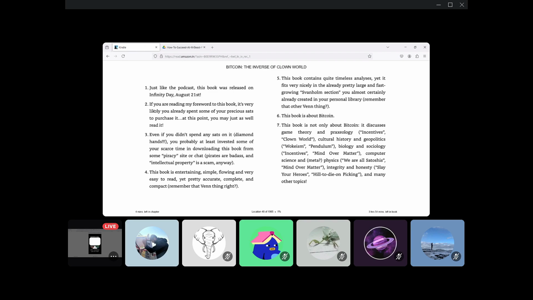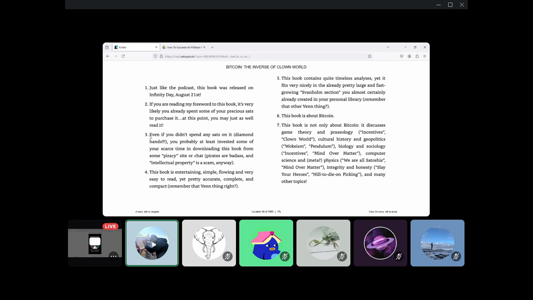Second, if you are reading my foreword to this book, it's very likely you already spent some of your precious sats to purchase it. At this point, you may just as well read it. So we have not purchased this book or spent any sats on it. This is Faisal's Kindle. But yeah, we're investing our time into this book.